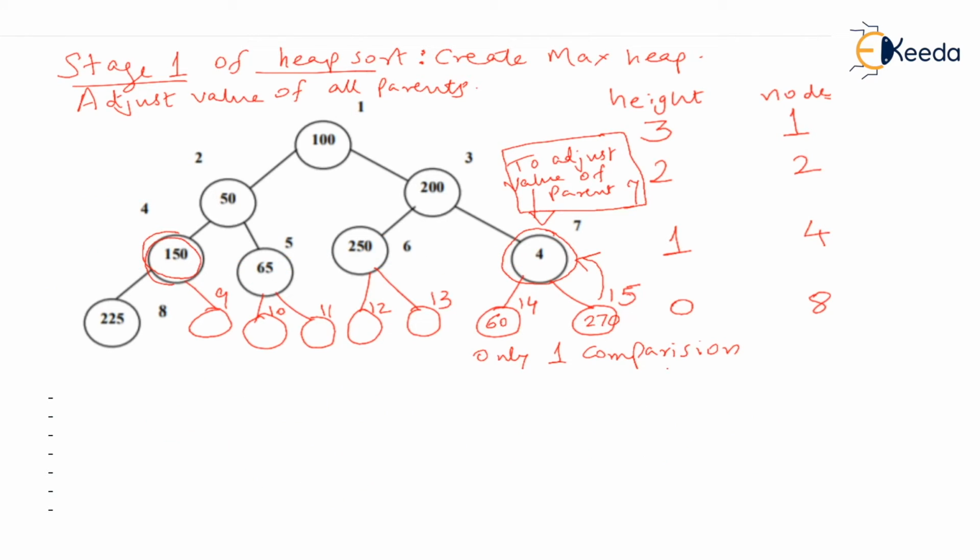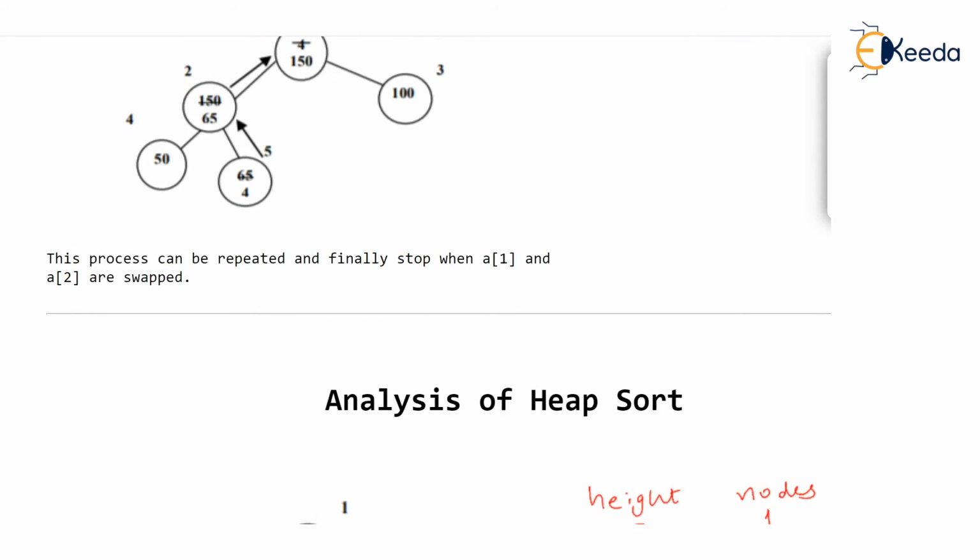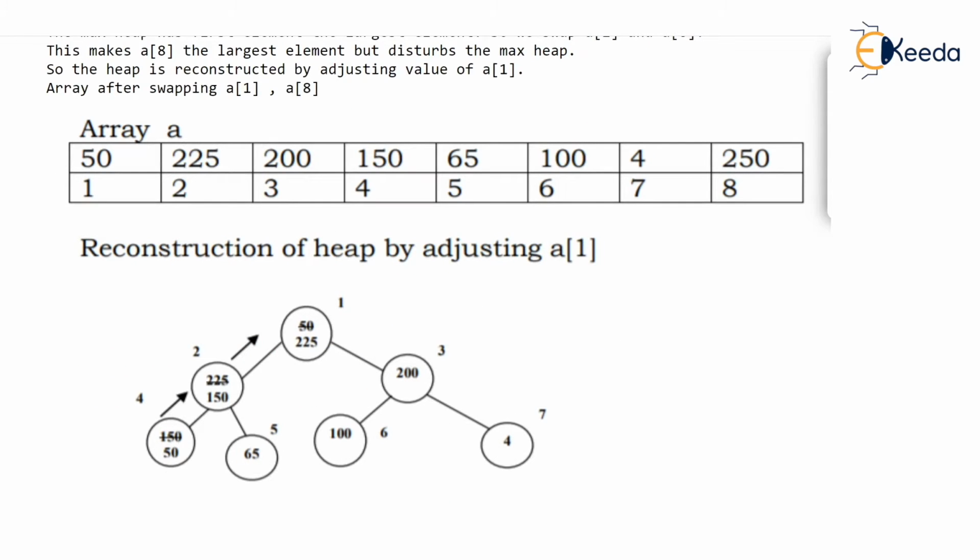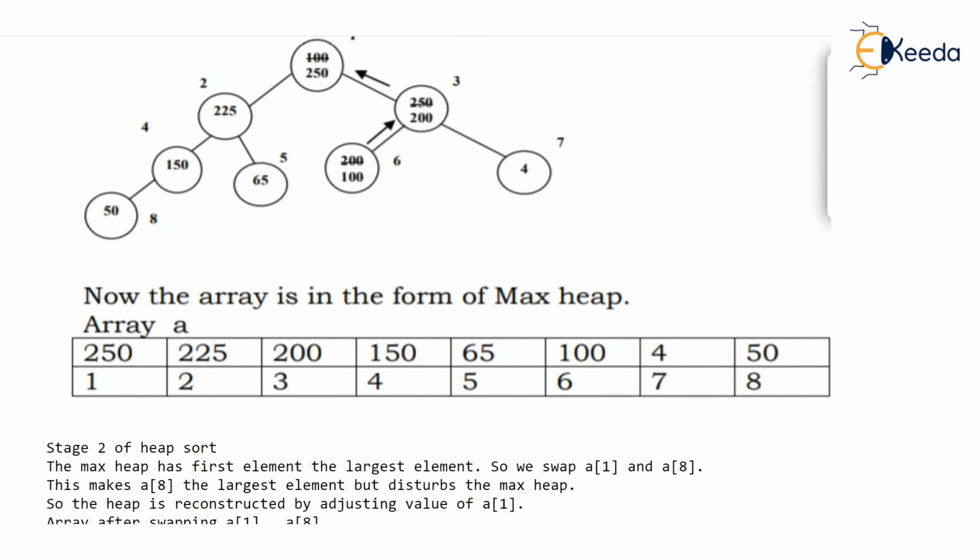Now stage 2, nothing. Now it's very easy. After converting this entire binary tree into max heap, we know that the topmost node is the largest. We always know. Let's see one of the max heaps we got earlier. I think we got max heap.